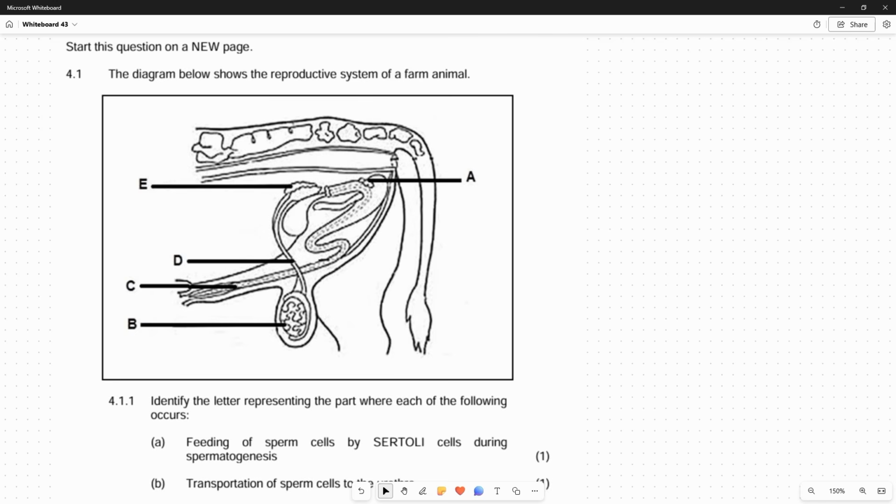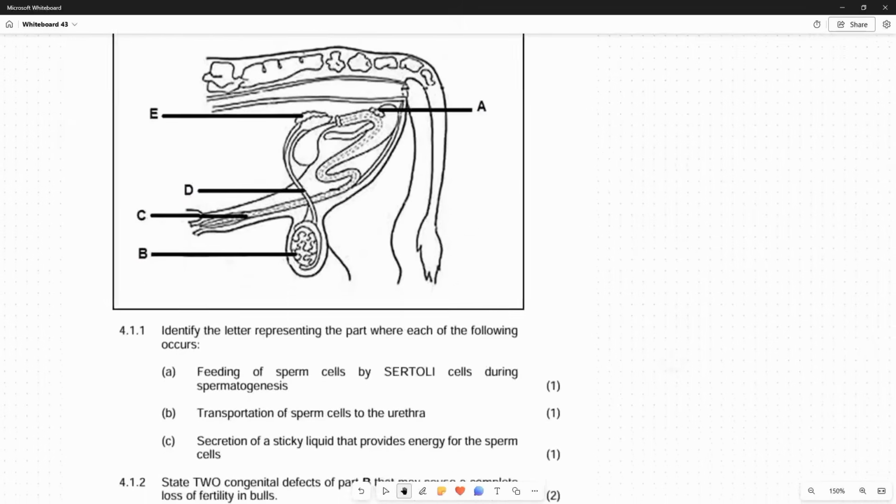So in this case, the examiner doesn't want you to write the names per se, just wants you to write the letter where each of the following occurs. They described the functions for you. We want you to tell us the part, but in this case, not the name of the part. Just indicate the letter from the diagram.